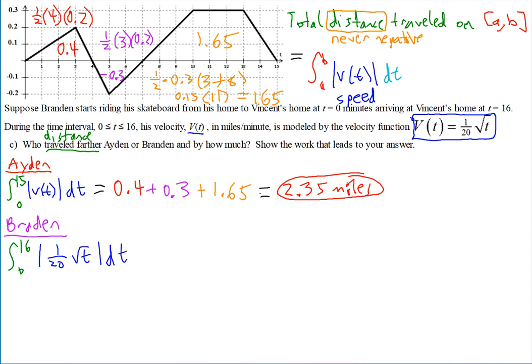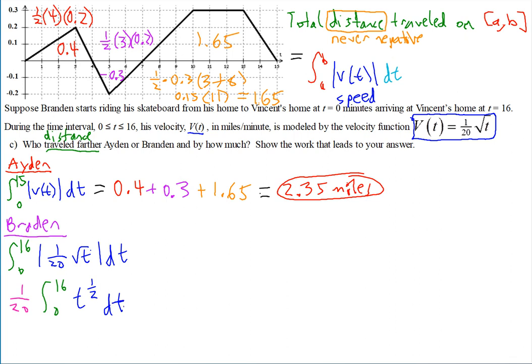And then you can see, does the absolute value ever affect this? Well, we're plugging in numbers from 0 to 16. See how it's in the square root there? That's never going to be negative. So in this case, the absolute value doesn't do anything. So this one we will integrate by hand. You can pull the 1/20 out in front as a constant. Then we've got 0 to 16. And then you can rewrite this so it's easier to integrate as t to the 1/2. Again, the absolute values don't have any effect here, dt.